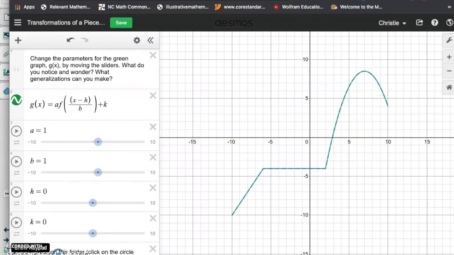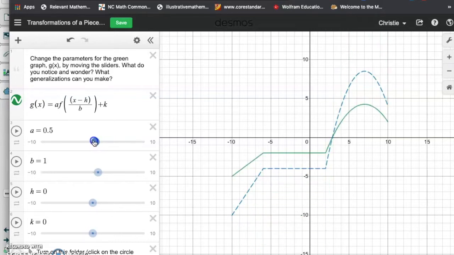Your Desmos file should look like this. Last time we explored the sliders H and K, and we found that they created the effect of translations, vertical and horizontal translations on our graph. This time, let's explore the effects of A and B. Again, we'll make note. What do you notice and what do you wonder? What generalizations can you make?